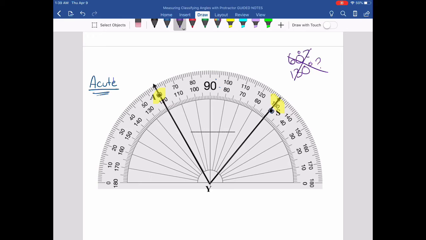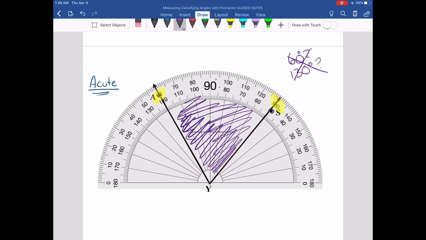Remember, what we're looking at when we're doing an angle is how wide it opens. We're looking at this part of the angle. What is that region? How many degrees does it open up? And that's the most important thing.